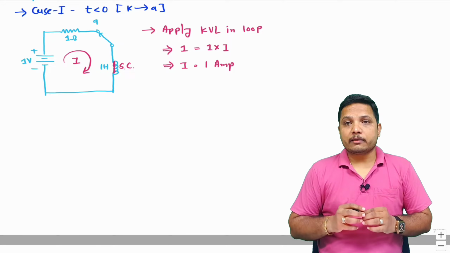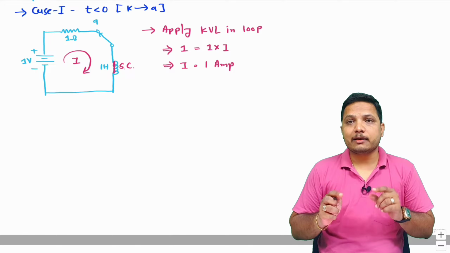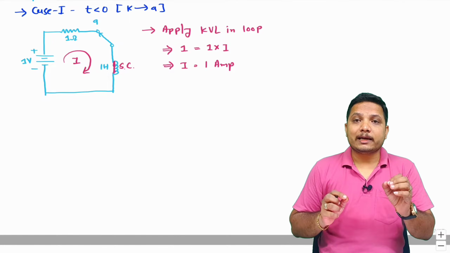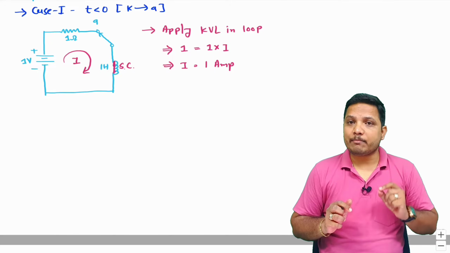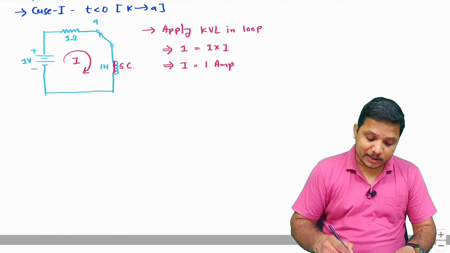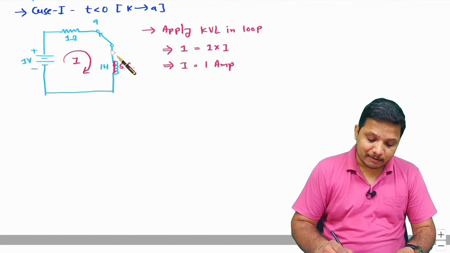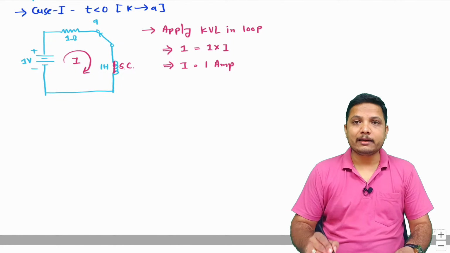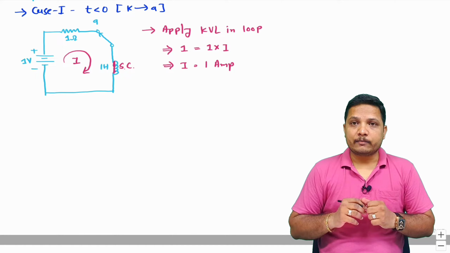What is the meaning of it? It means the inductor is charged with a current source equivalent, and that value is 1 ampere over here, and the direction of current in this inductor will be downward, with 1 ampere current source equivalent at this moment.